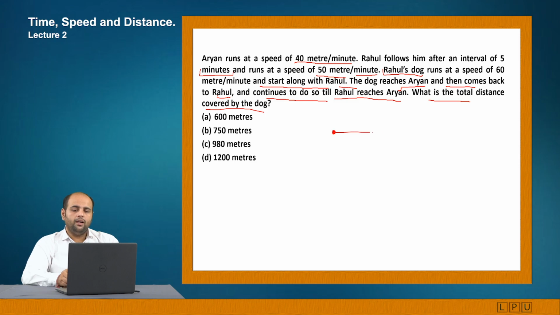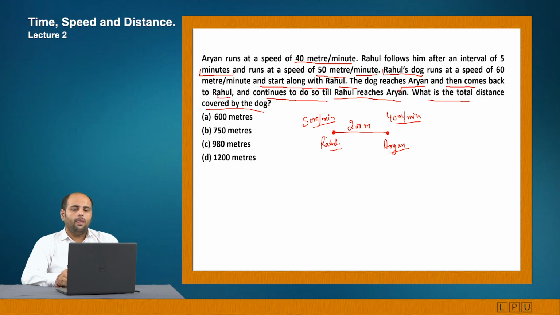As we know that this is Aryan, because he has already run 5 minutes before. The speed of Aryan is 40 meter per minute. So in 5 minutes, what will be the distance covered by Aryan? That will be 200 meters. So if this is Rahul, then there is a 200-meter distance between Rahul and Aryan. Okay, and Rahul's speed is 50 meter per minute.